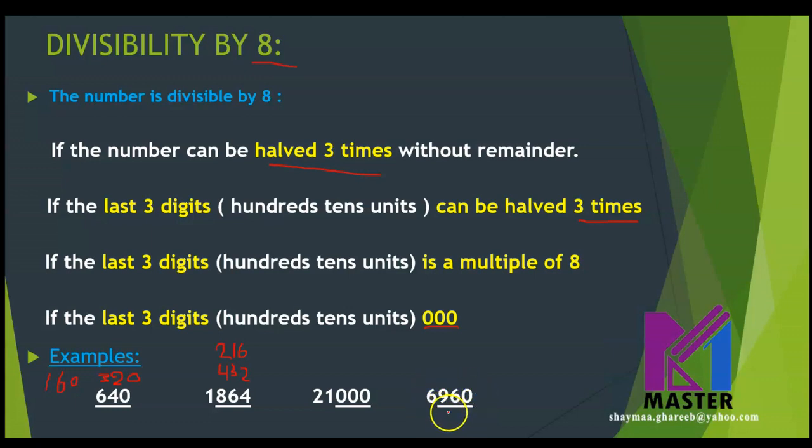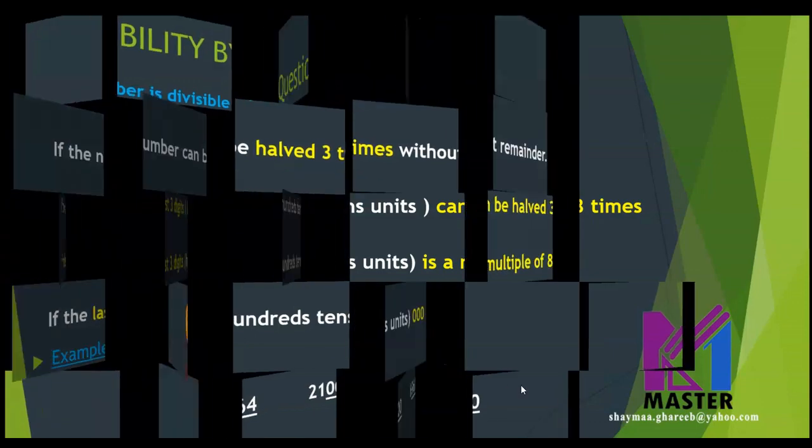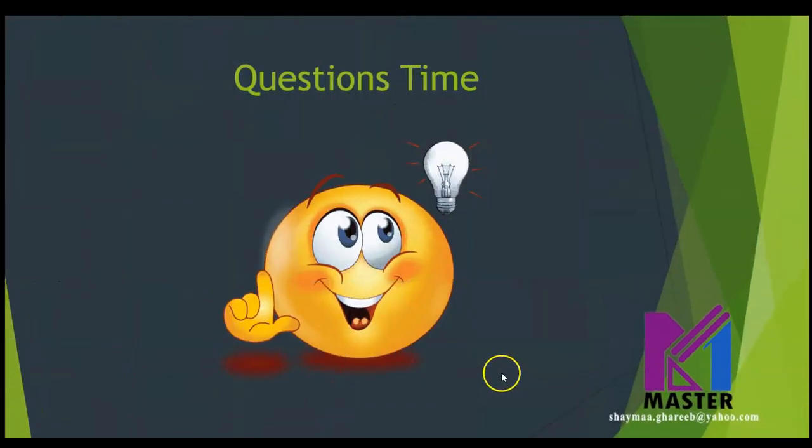6960. I can just look at the last 3 digits, and remember we look at the last 3 digits, or we can of course have the whole number, but it's better and easier to just check the last 3 digits. Okay, is it clear? Now let's see some questions.